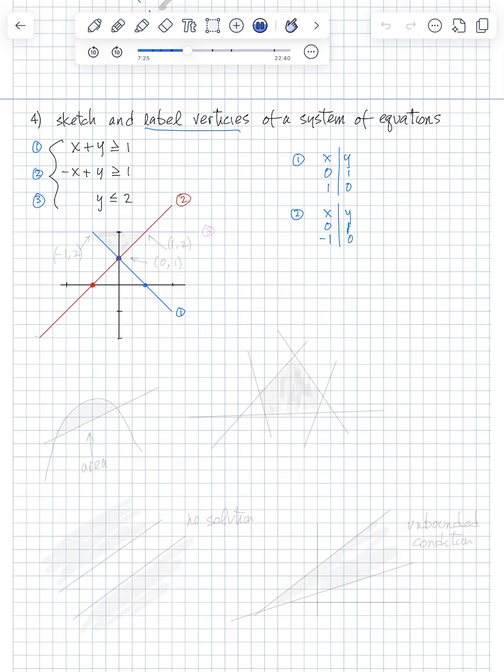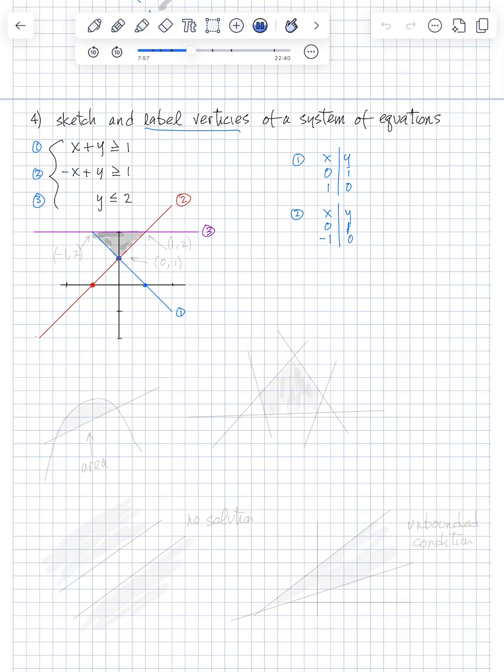And equation 3 we'll do in, let's say purple. Y is greater than or equal to 2. So here's our line, equation 3. And so the area that we're going to shade is the area that's bounded by all three. And it's going to be this area here.